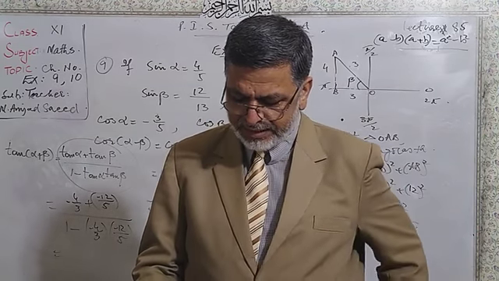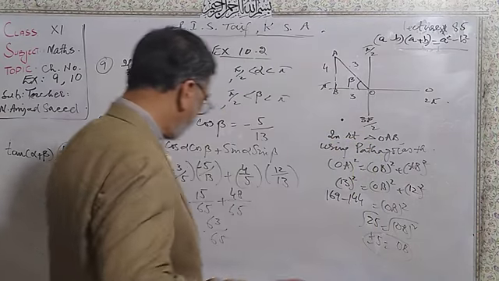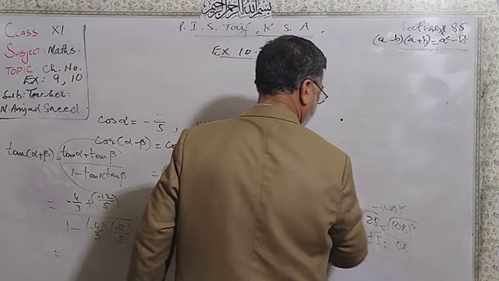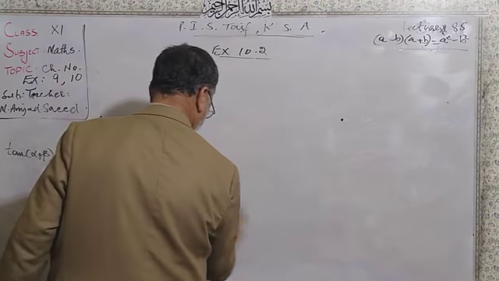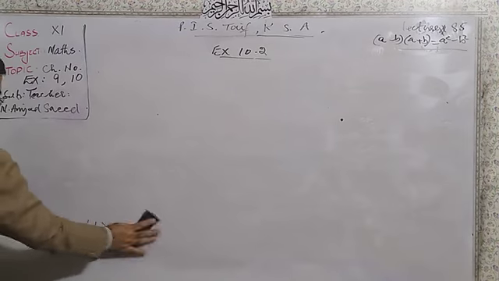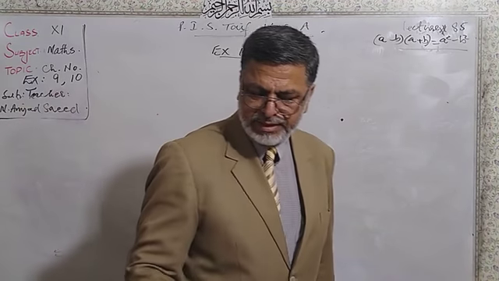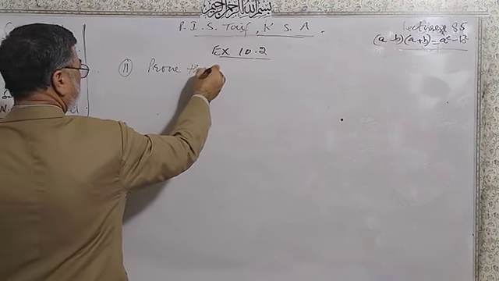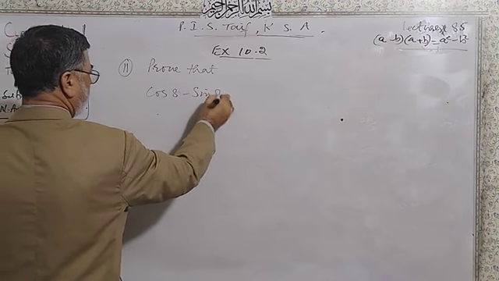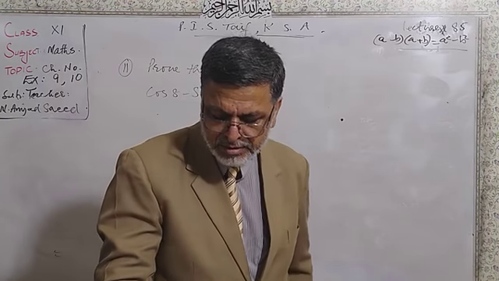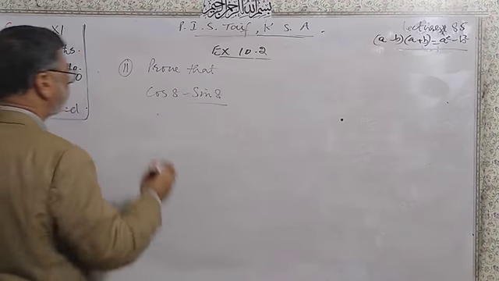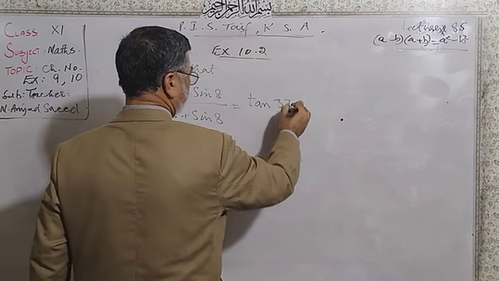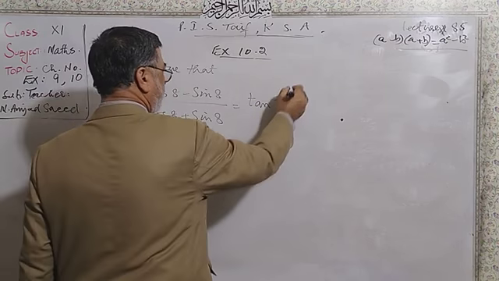So question number 11. Prove that cos 8 minus sin 8 over cos 8 plus sin 8 will be equal to tangent 37. Yes, this is tangent 37.